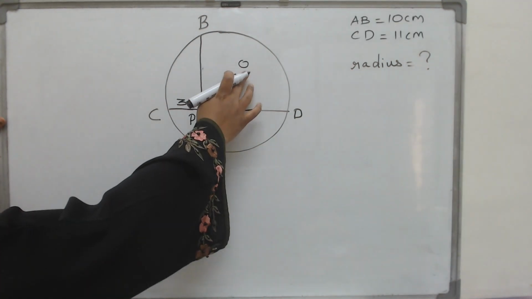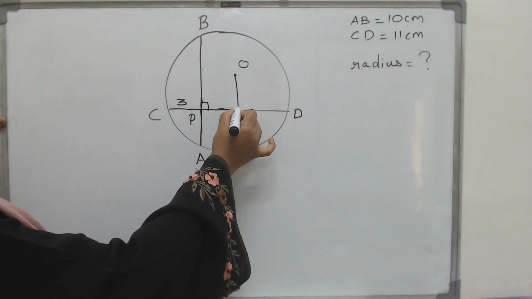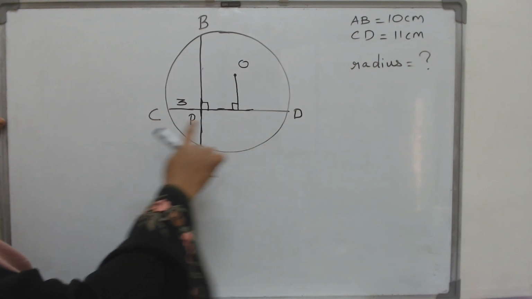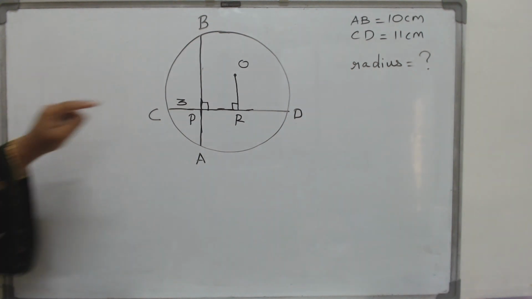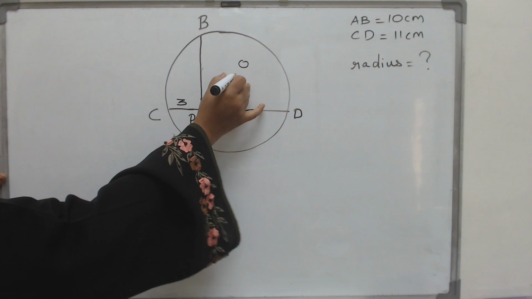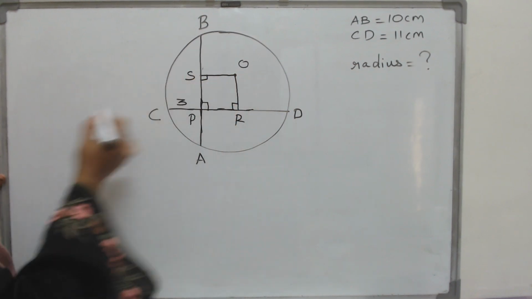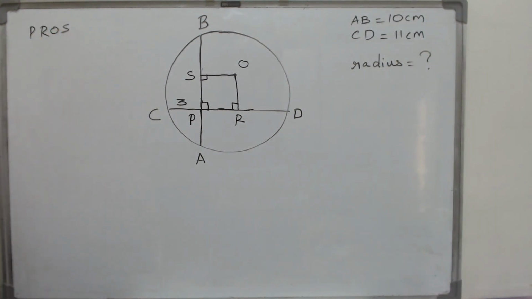Let me take the center at a point O. From the center, draw perpendiculars to both the chords. Let me first start with CD. Let OR be a perpendicular drawn from the center. Similarly, to this chord also draw a perpendicular, say OS. So then what sort of a figure will this PROS be? It will be a rectangle.